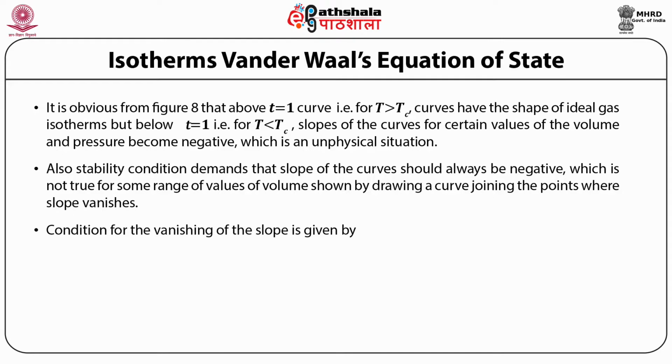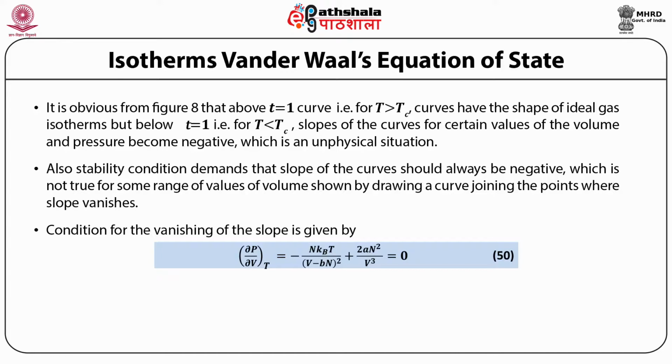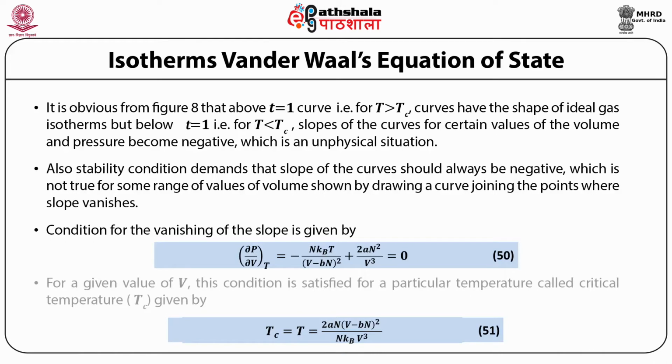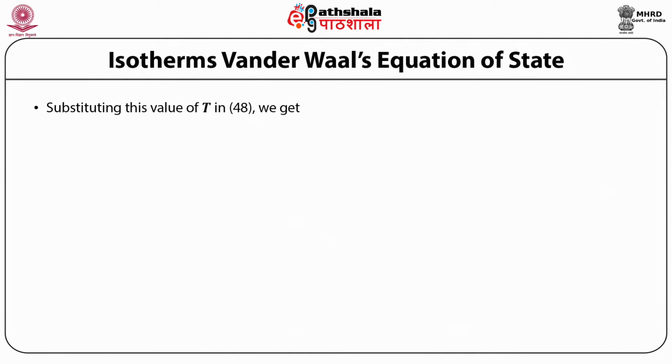Condition for the vanishing of the slope is given by partial derivative of P with respect to V at constant temperature equal to minus N Boltzmann constant multiplied by T divided by (V minus Bn) whole squared plus 2 times A N raised to power 2 divided by V cubed should be equal to 0. For a given value of V, this condition is satisfied for a particular temperature called critical temperature Tc given by T is equal to 2 times A times N times (V minus B N) raised to power 2 divided by N times Boltzmann constant V raised to power 3. Substituting the value of T in 48, we get pressure is equal to 2 times A B N raised to power 3 divided by V cubed plus A times N raised to power 2 divided by V squared.